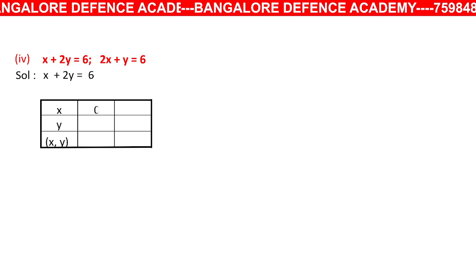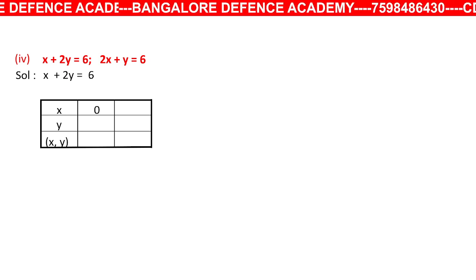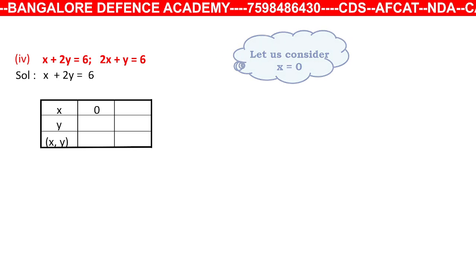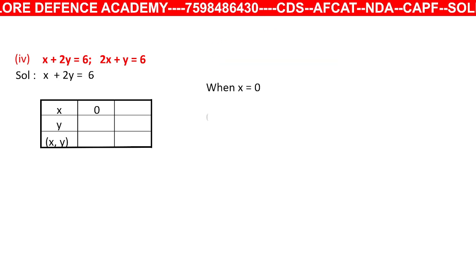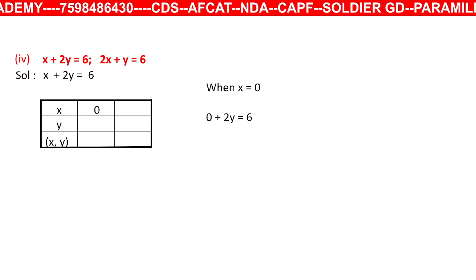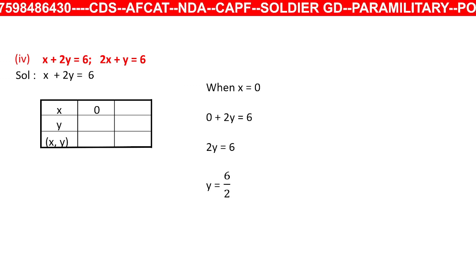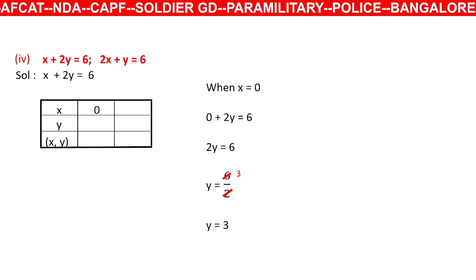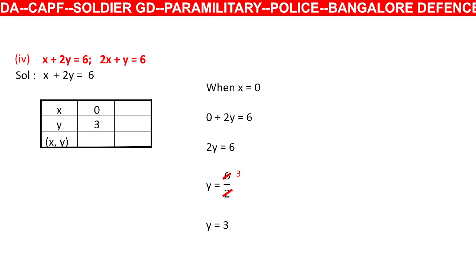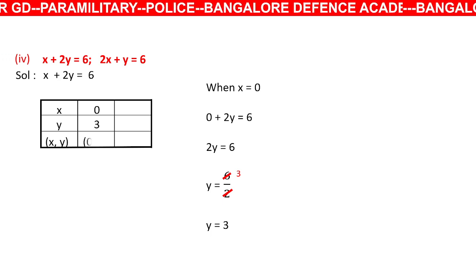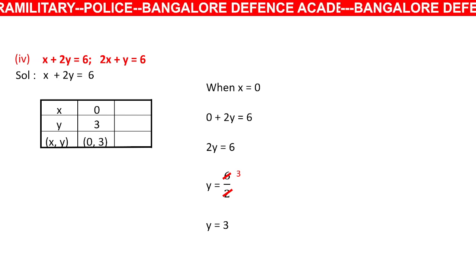In the first case, I take x is equal to 0 in the first equation. When x is equal to 0, the equation becomes 0 plus 2y is equal to 6, or 2y is equal to 6, so y is equal to 6 by 2, that is, the value of y is 3. I write this value in the tabular column. Here the point becomes 0 comma 3.